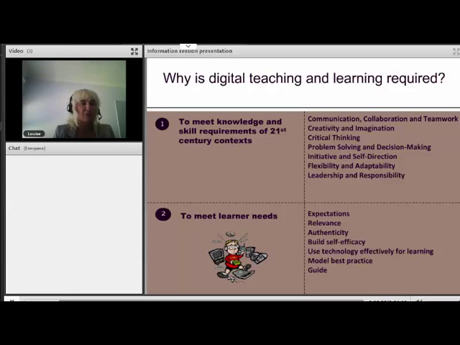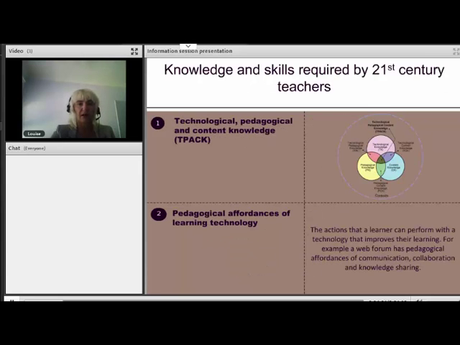They expect that they will be able to use technology effectively for their learning. They want you to model the best practice. That means digital literacy and digital communication. They want to be able to use that effectively, and they should be able to know what lurks out there. So that's up to us to show digital learners digital citizenship. And they expect us to guide them and facilitate them in their learning. So that's how we need to meet learner needs.